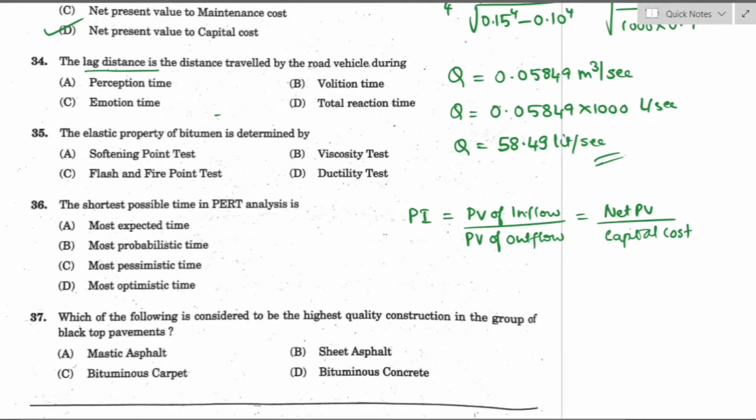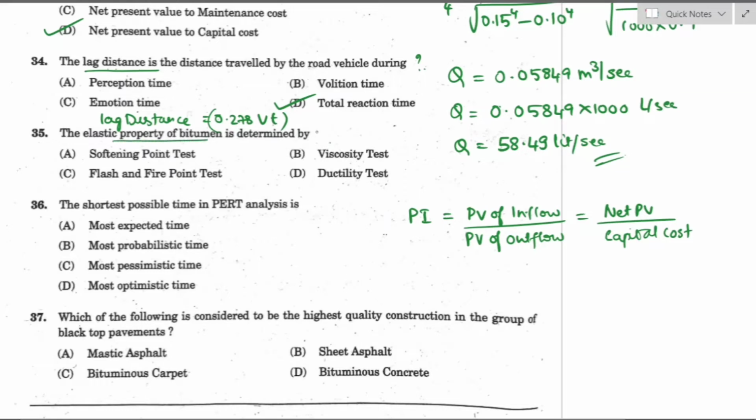Question number 34. The lag distance is the distance traveled by the road during its total reaction time. Option D is the right answer. Lag distance is given by the formula 0.278 V into T, where V is the speed of the vehicle and T is the total reaction time of the driver. Option D is the right answer.